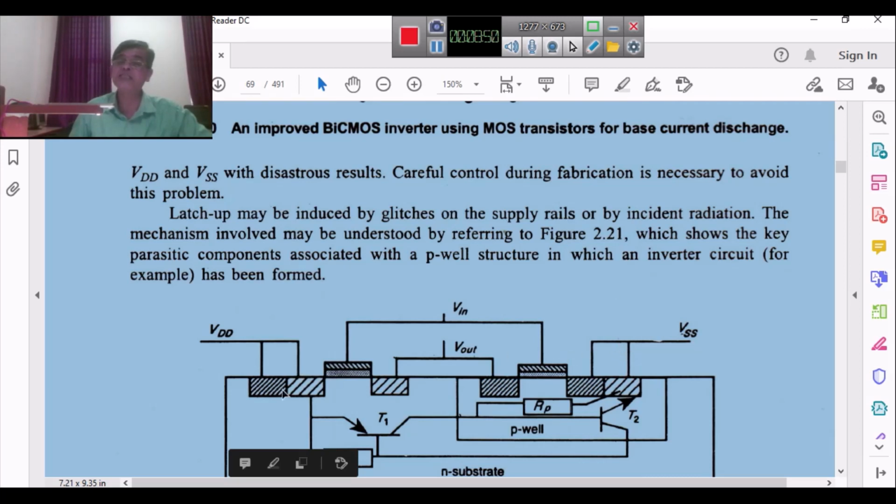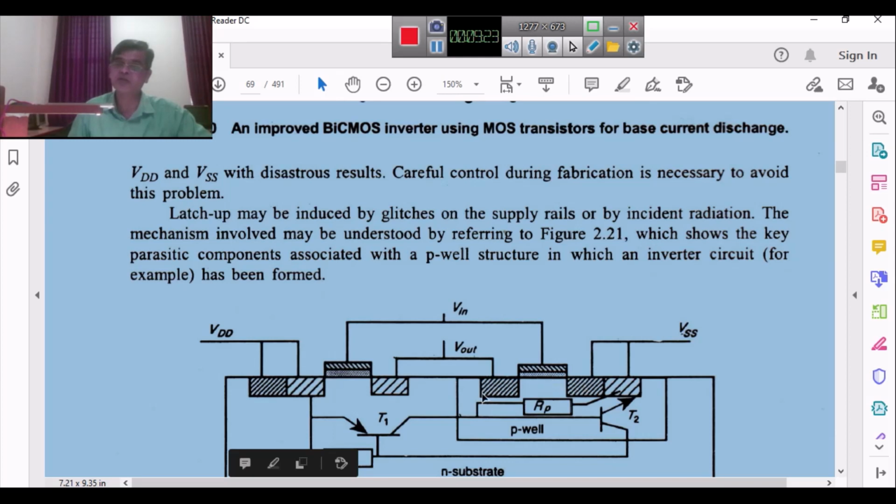Or it can be due to incident radiations. If the CMOS device is operating nearby a machine, say a DC machine or a water pump or any electrical machines, and you are operating the CMOS IC nearby, then radiations will enter here. So due to the incident radiations or the glitches on the supply rails, a latchup will occur. A voltage is induced there, as a result the current will flow and the latchup occurs. We'll see how it happens.